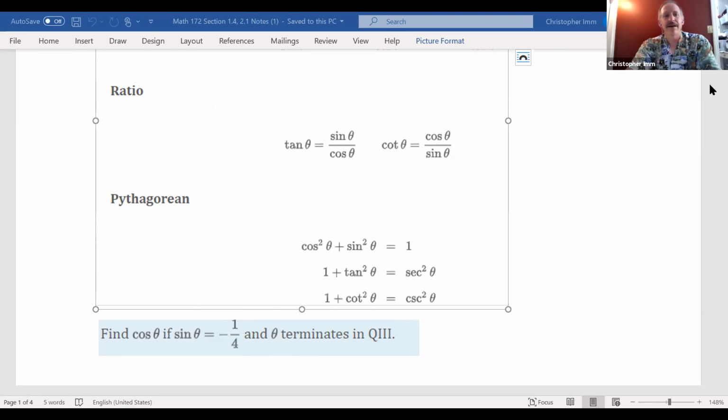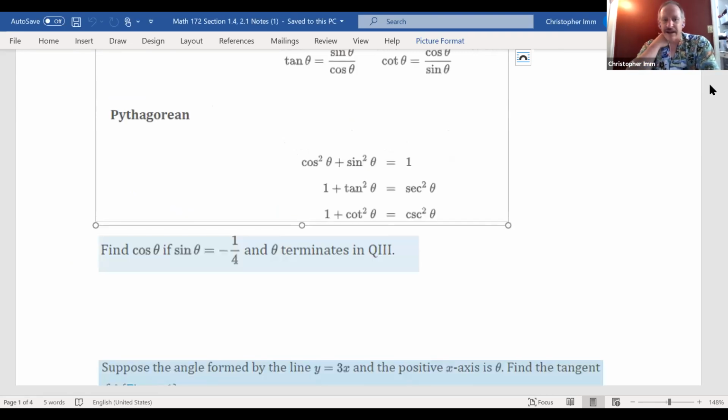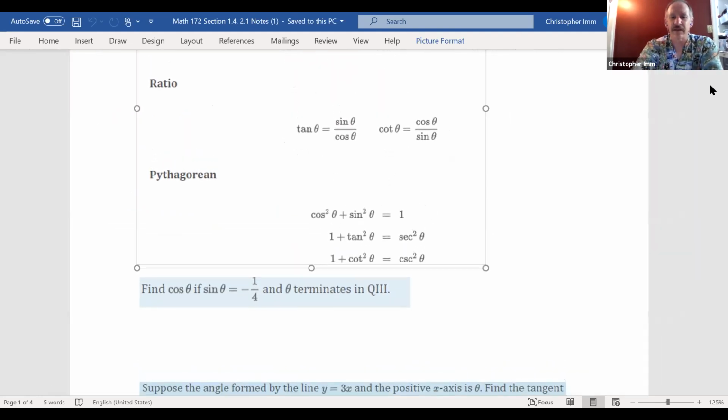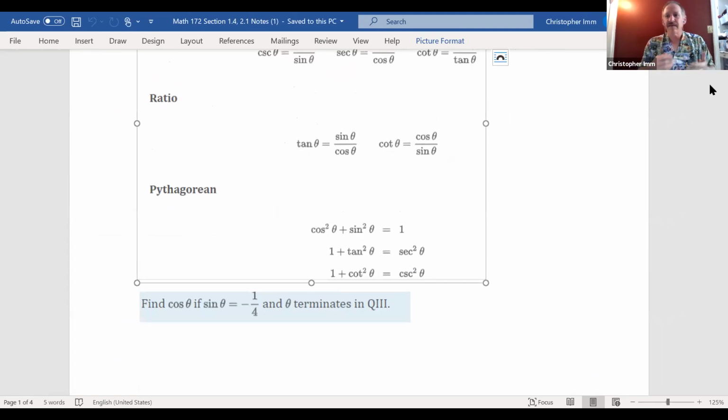All right, so we want to find cosine of theta if sine of theta is equal to -1/4 and theta terminates in quadrant 3. So we could make a triangle and set this up and find all the sides. We wouldn't really worry about the angles too much. But we can actually use a Pythagorean identity to get that value of cosine theta. So I noticed that I have sine of theta. I want to find cosine of theta. So this is my relationship I'll use.